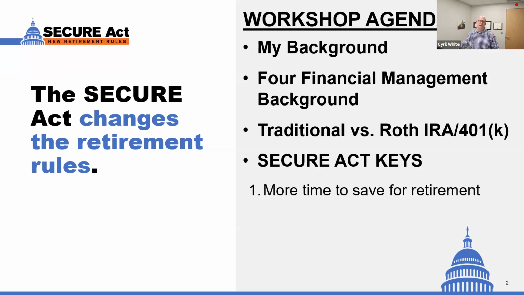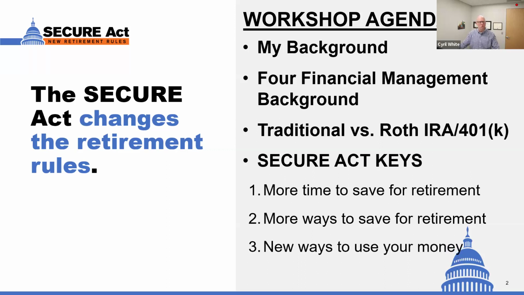What the Secure Act has been able to do, thankfully, is give people more time to save for retirement, more ways to save for retirement, new ways to save your money and to use your money, and something called the death of the stretch IRA. So 3 out of 4 of those are probably very positive things for people and their retirements, and number 4, not so much. So we weren't going to get 4 out of 4 from the government. So I think we should be happy with getting 3 out of 4 positive things from this legislation.